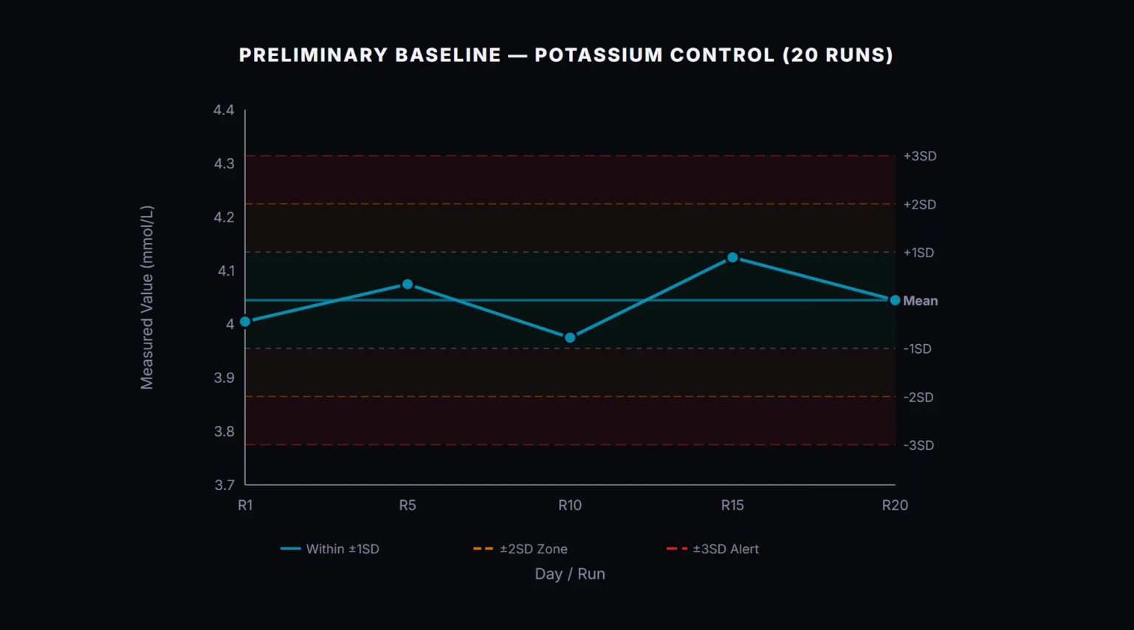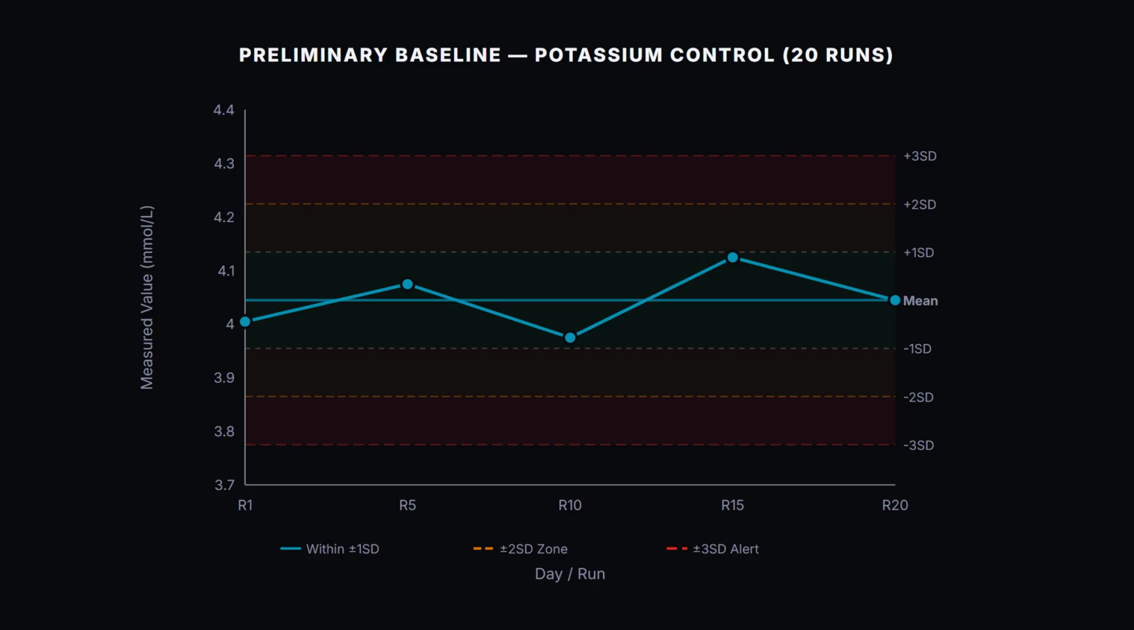A worked example makes this concrete. 20 consecutive potassium control results with a preliminary mean of 4.02 mmol/L and SD of 0.09. That SD sets your plus or minus 1 SD, plus or minus 2 SD, and plus or minus 3 SD lines at 3.93, 3.84, and 3.75 on the low side, and 4.11, 4.20, and 4.29 on the high side. The entire Westgard rule structure for the next month rests on this one calculation.